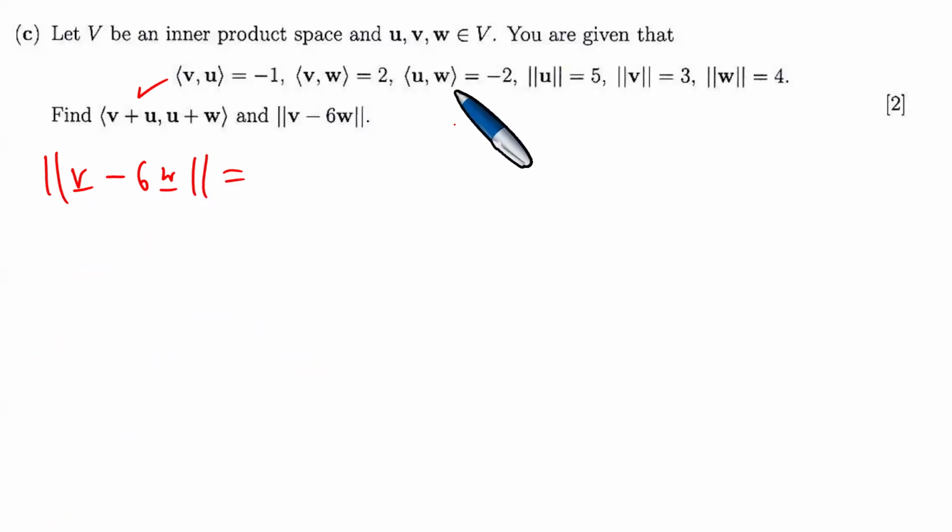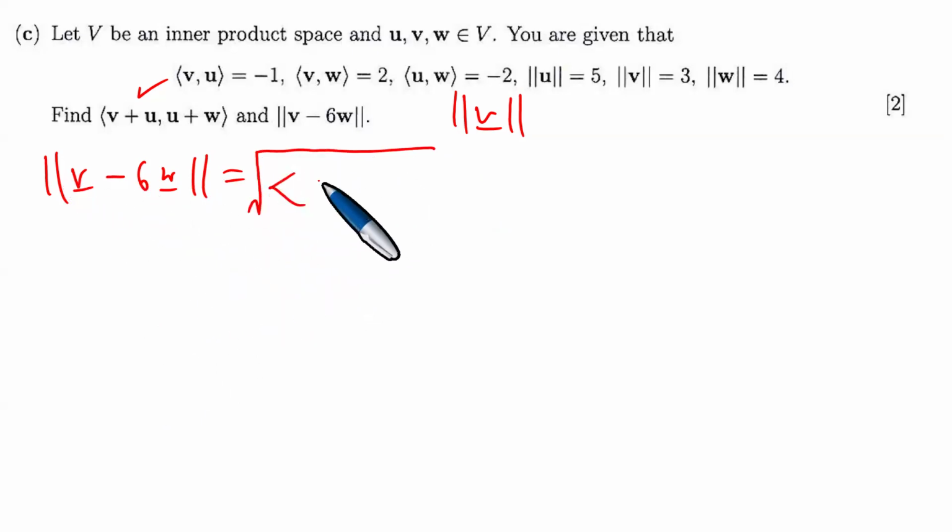Because before, they could just say find the length of V alone. But right now they are asking for something a little bit more. So at this point, you need to use the definition of the length. Right, because this is the length. The length of this would be the square root of the inner product of V minus 6W with itself, V minus 6W, and then you repeat it, V minus 6W, like this.